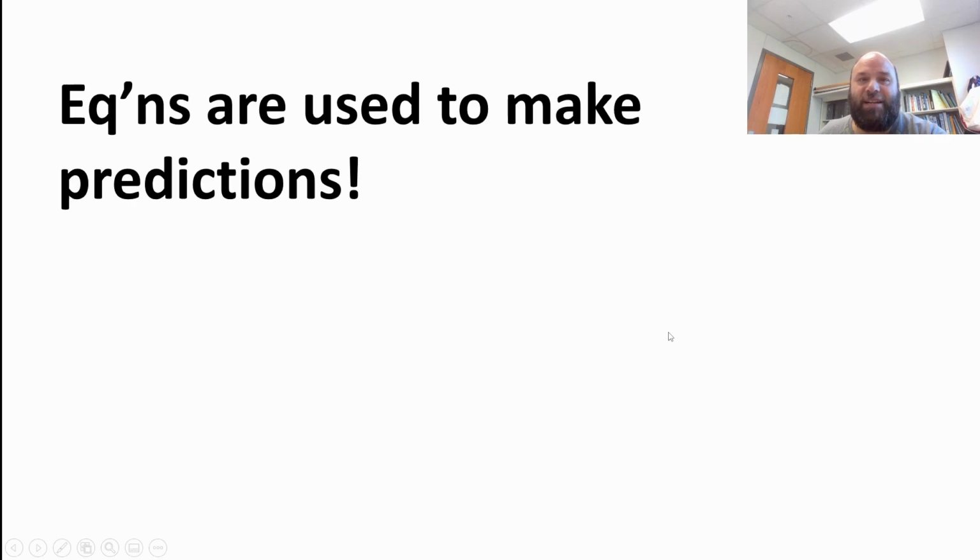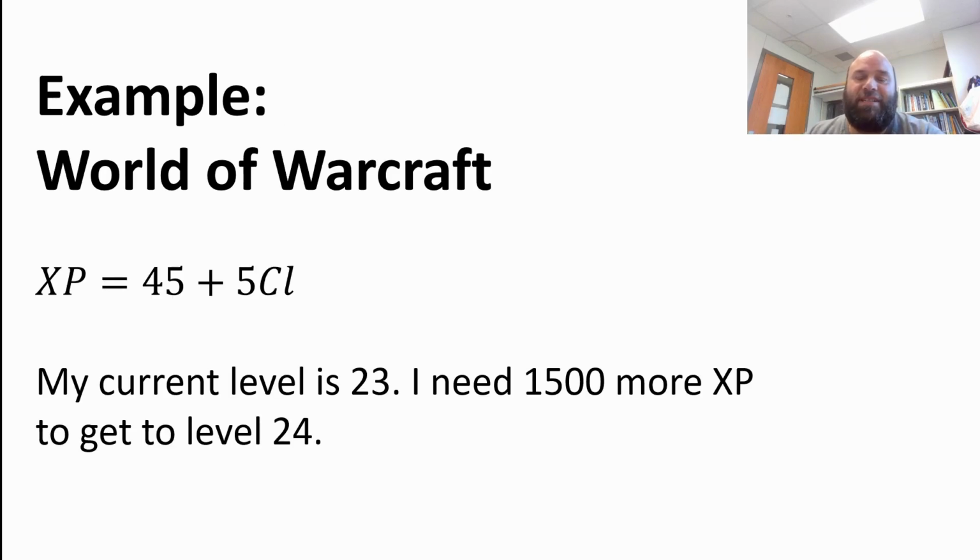So this is telling us that one of the things that equations are used for is to make predictions when we're modeling a scenario. So before we get into how to construct the equations, let's talk about how we can use them to make predictions with a couple of examples. So let's start with our World of Warcraft example.